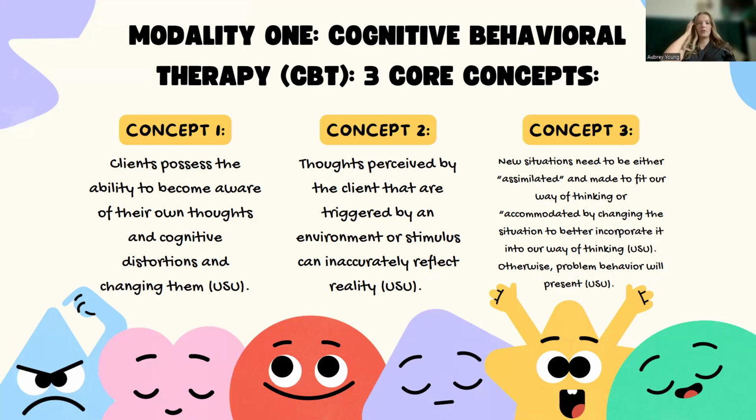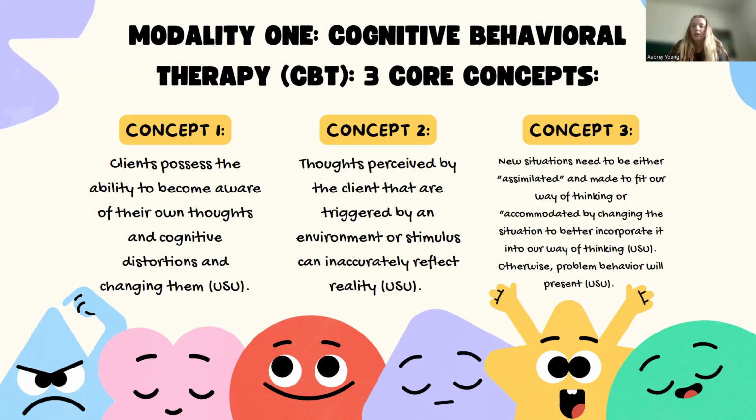Three core concepts of cognitive behavioral therapy. Concept one is that the client possesses the ability to become aware of their own thoughts and cognitive distortions, and they can change them. So they're aware of what's going on in their own head, their thought process, and they have the ability to change it. Concept two, thoughts perceived by the client that are triggered by an environment or stimulus can inaccurately reflect reality. So basically, just because the client perceives something one way doesn't mean that's actually what's going on.